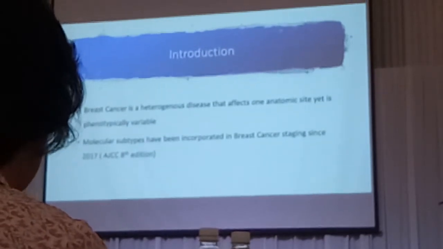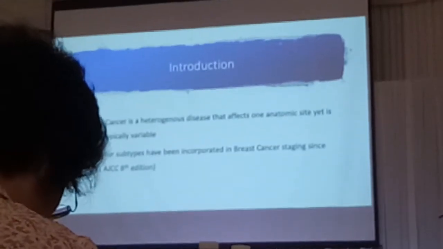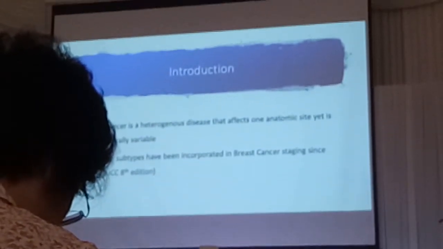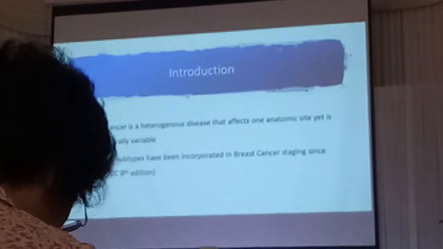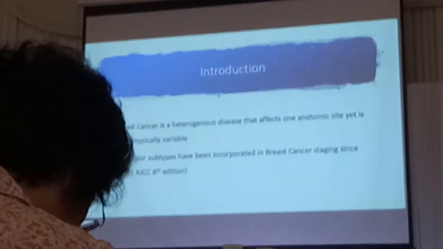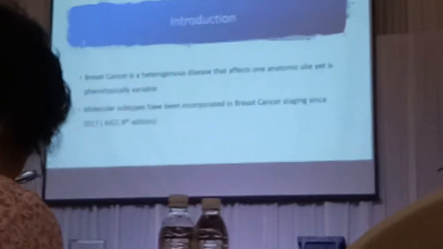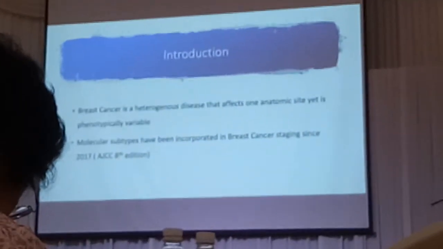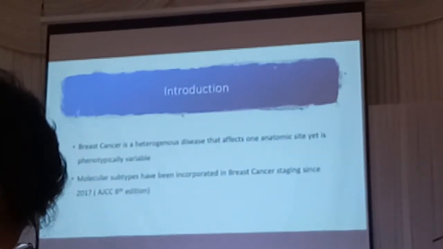What makes breast cancer a very peculiar disease is that it is very heterogeneous: it affects only one anatomic site, yet is phenotypically very variable. Molecular subtypes have been incorporated into the AJCC staging since 2017, and this shows you the importance of the molecular subtypes in predicting the prognosis.